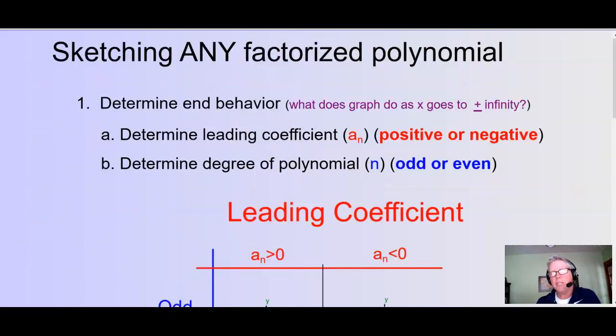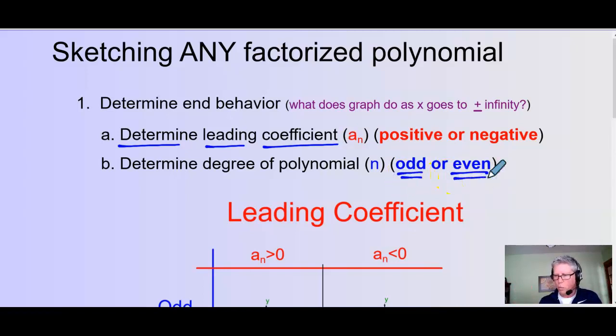All right, so we'll start with sketching. The first thing you want to do when sketching is figure out the end behavior, as x becomes large positive infinity and large negative infinity. The first step is to determine the leading coefficient, and we don't care what the number is. All you're keeping track of is positive or negative. Second, determine the degree of the polynomial. It might be split up, so you're going to have to take this plus that, but all we're really interested in is odd or even.